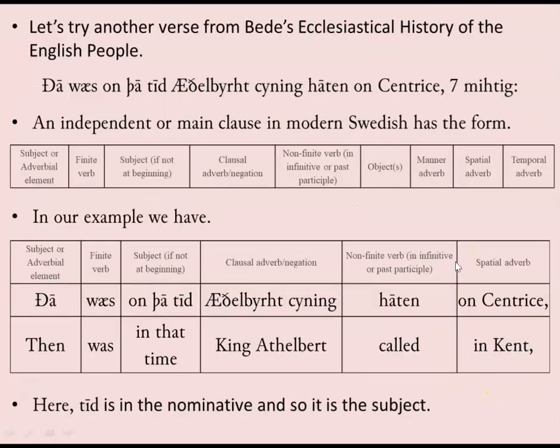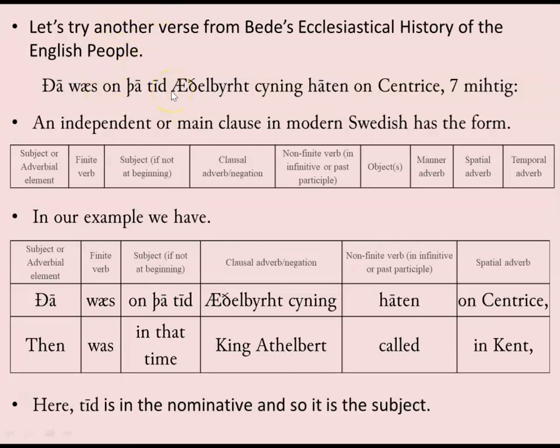All right, let's look at some more examples. Let's try another verse from Bede's Ecclesiastical History of the English People. Now this verb, where did I get this on? I think this was chapter 14 of Bede's Ecclesiastical History of the English People. I think it was chapter 14, and it talks about the coming of Christianity to the Anglo-Saxons.